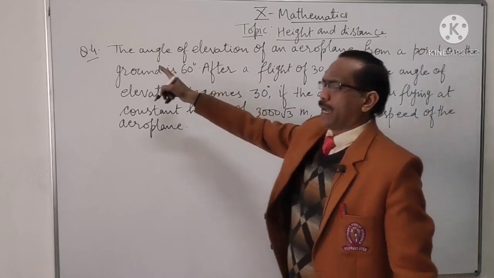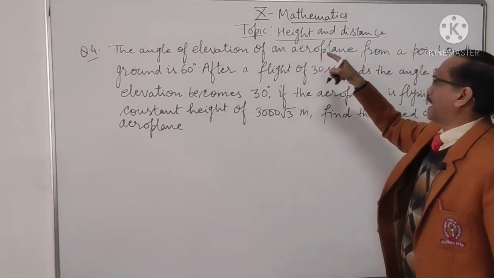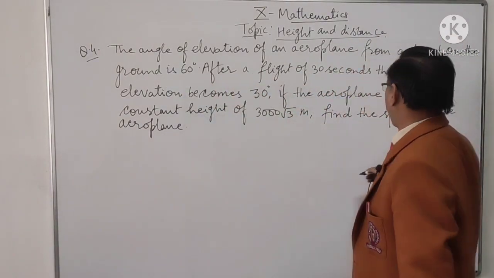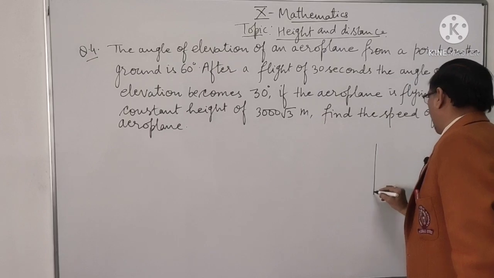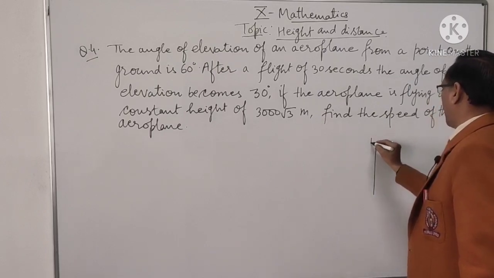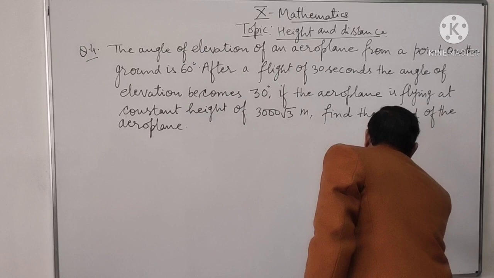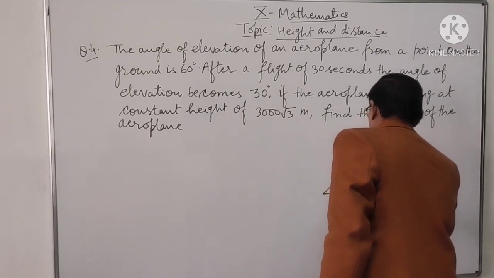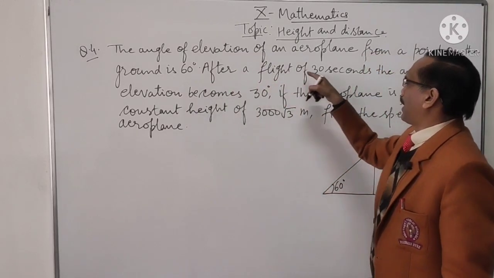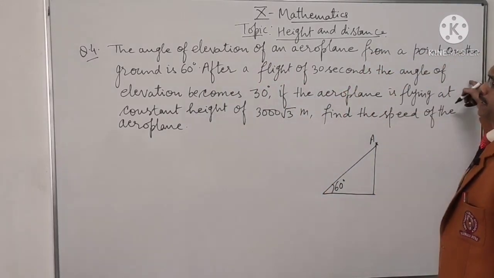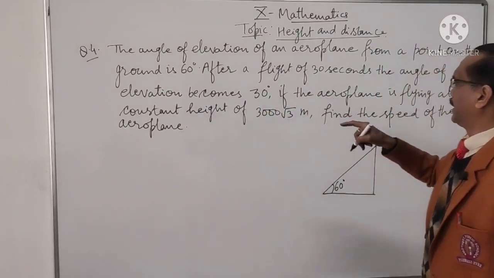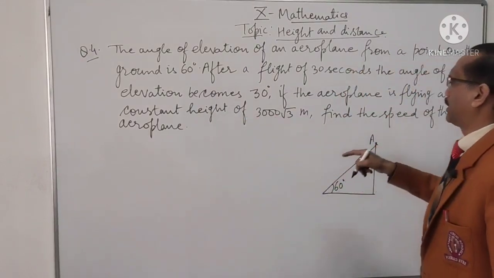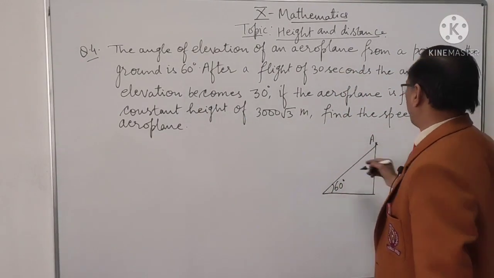The question is: the angle of elevation of an aeroplane from a point on the ground is 60 degrees. Let there be an aeroplane A, its angle of elevation is 60 degrees. After a flight of 30 seconds, the angle of elevation becomes 30 degrees. The aeroplane is flying at a constant height of 3000 root 3 meters.